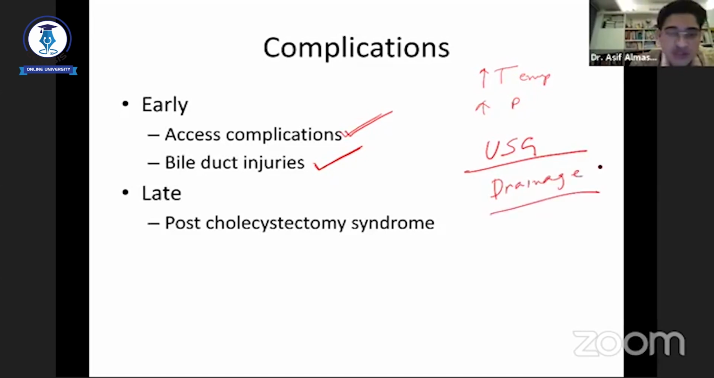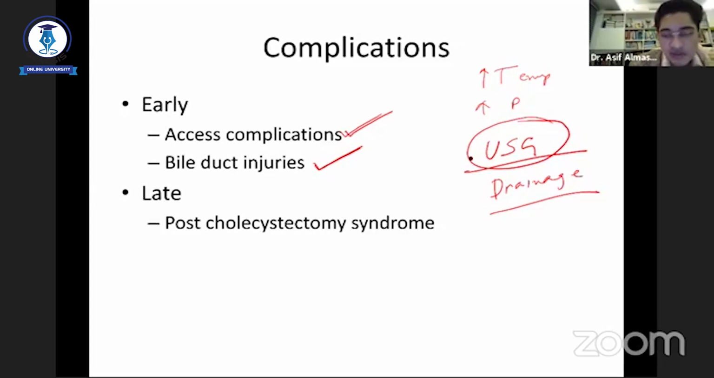If you don't have the facilities, then do operative management. You can open the patient, or if you have laparoscopic skills, do the washout through the laparoscopic ports. But always remember, for any complications postoperatively, the first investigation that you should do is an ultrasound.